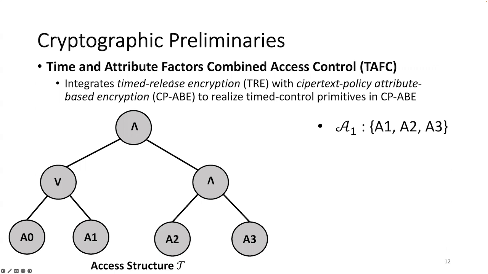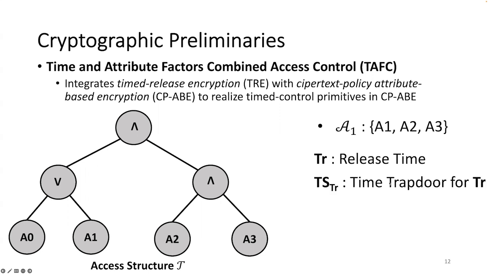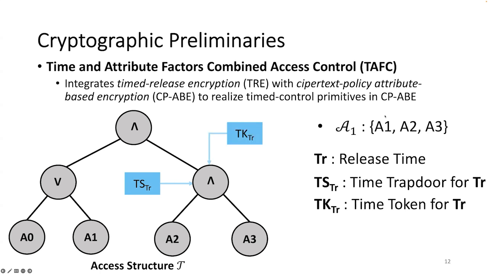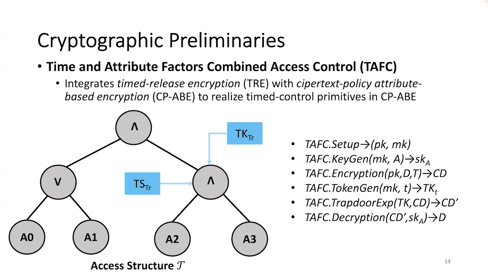Our framework heavily relies on a cryptographic scheme called TAFC, compared with the traditional CPABE scheme. In TAFC, the user adopts the access structure to encrypt his data, and he can specify a release time, generate a time trapdoor corresponding to the release time, and embed the generated trapdoor into a node in the access structure. When the time hits the release time, a time token will be released, and the time trapdoor can be exposed. So by jointly holding the time token and a satisfiable attribute set, one can decrypt the encrypted data. Such a scheme consists of the following algorithms, and I will detail them later.